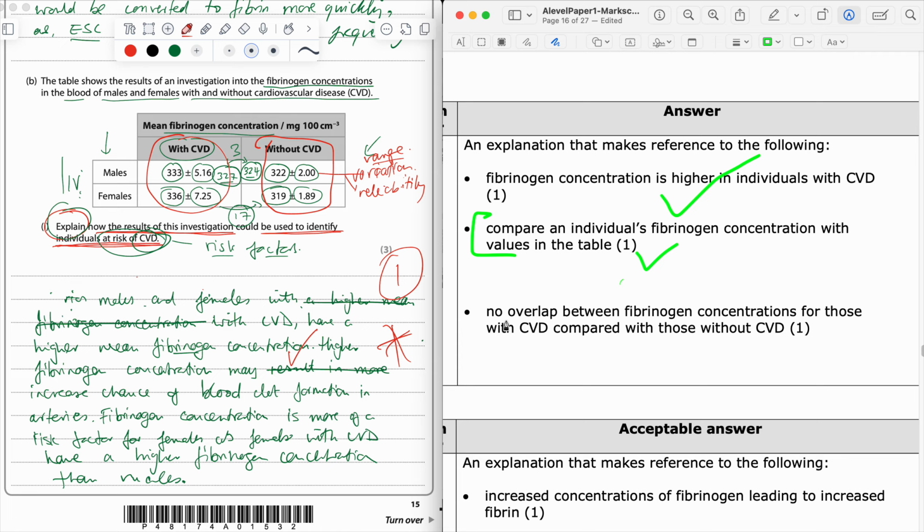That doesn't seem obvious to me. No overlap between fibrinogen concentrations for those with CVD compared with those without. So yeah, there is a significant difference, which is why I was doing all the calculations. So clearly I should have said something more general, maybe. I did all those calculations, but perhaps I didn't use them in my answer. Yeah, so I didn't say that.